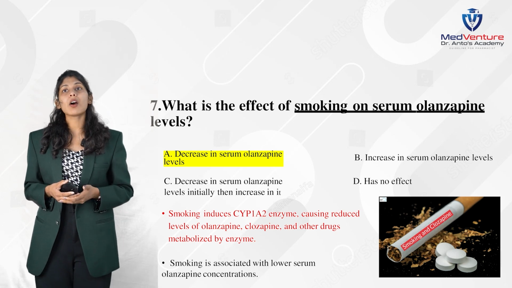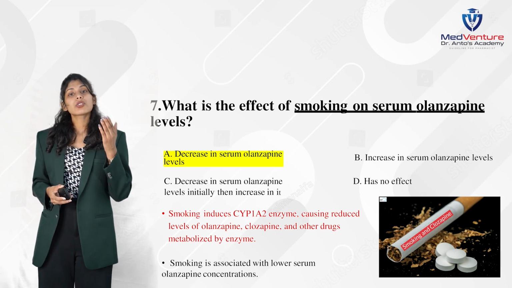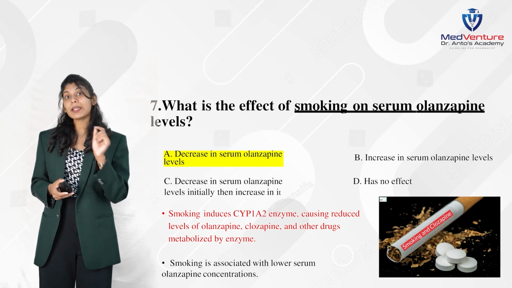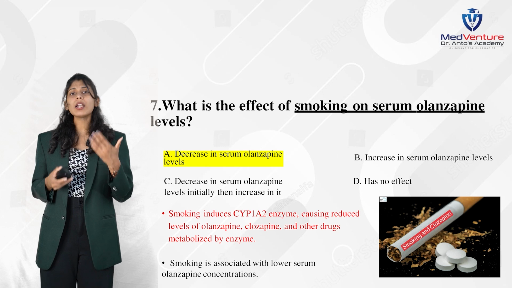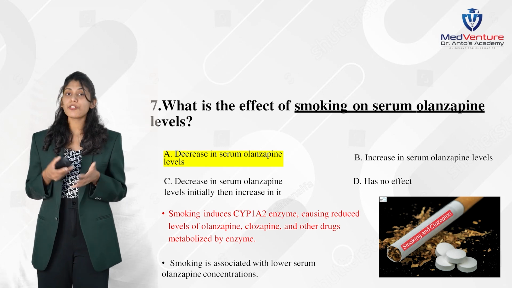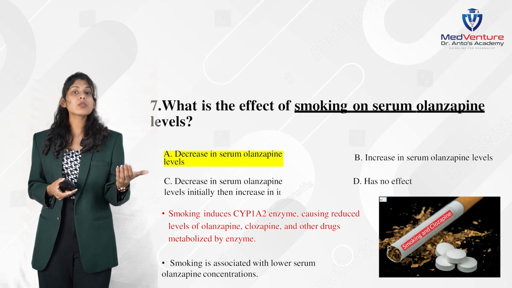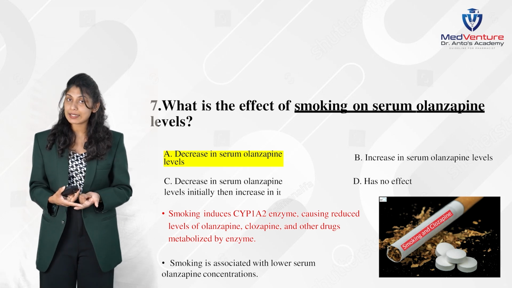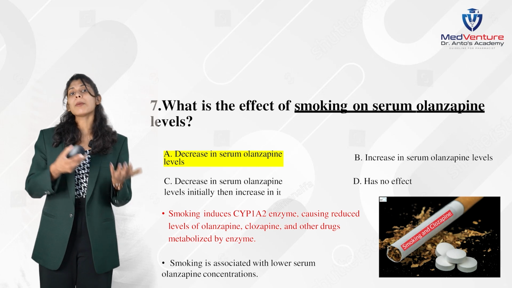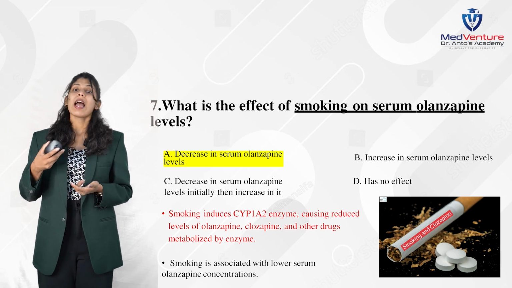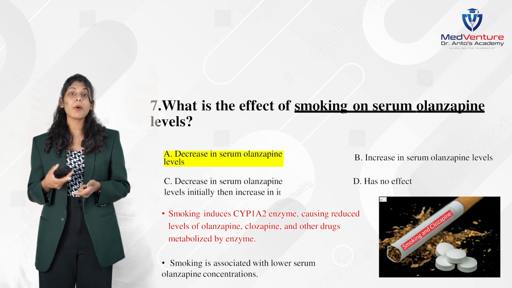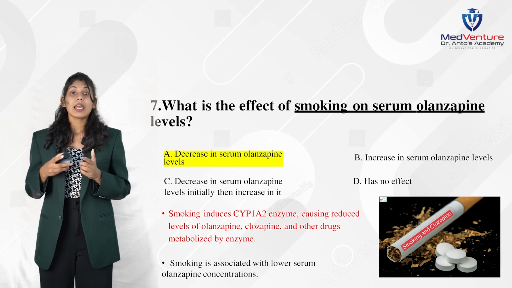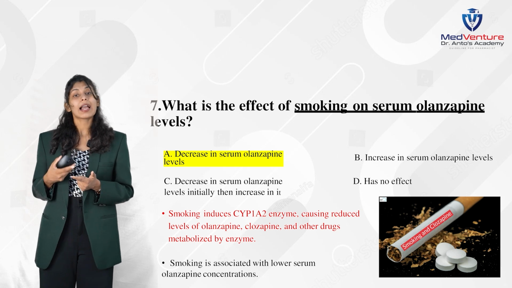What is the effect of smoking on serum olanzapine level? Olanzapine is an antipsychotic drug. Moreover, it's an atypical antipsychotic drug. When you learn about typical and atypical antipsychotic drugs, the first thing you have to know is that the typical ones are the most potent as antipsychotics, and they have serious side effects like hyperprolactinemia and extrapyramidal side effects. Atypical antipsychotics are mostly associated with metabolic side effects like weight gain and diabetes mellitus. Olanzapine has a serious side effect called agranulocytosis.